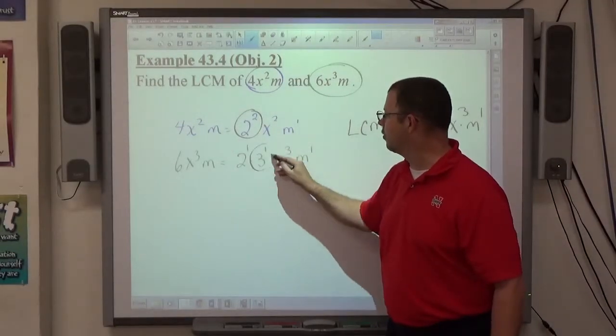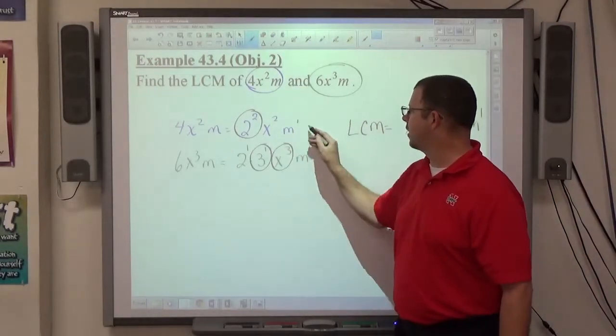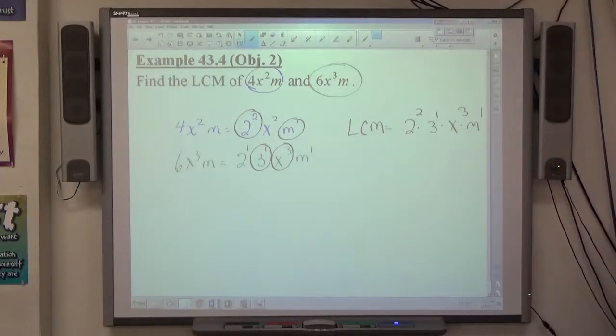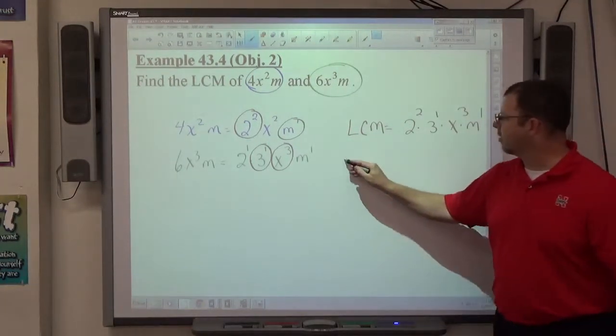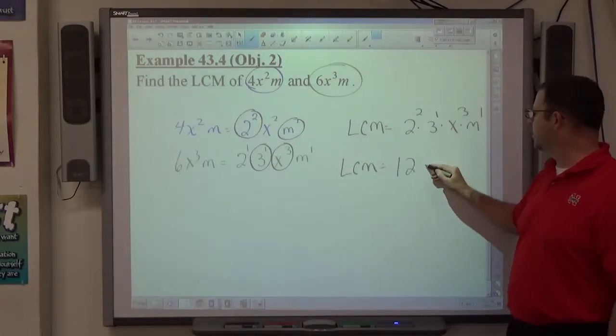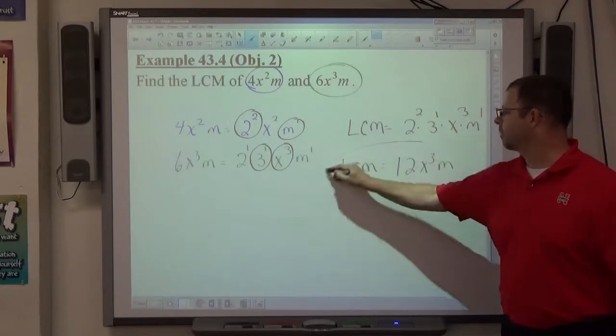So for 2 we have 2 choices, that's bigger. For 3 we only have 1 choice. For x we have 2 choices, that's bigger. And for m we have 2, but they're the same. So second, first, third, and first. And then the final answer, I'll do that since there's nobody else here to ask. 4 times 3 is 12, x cubed m.